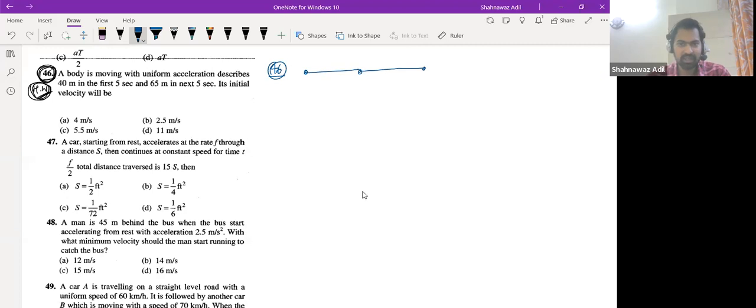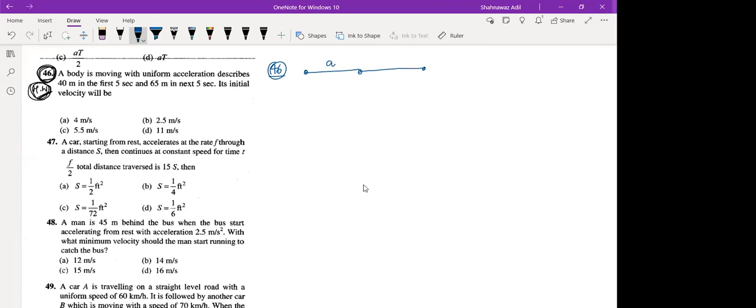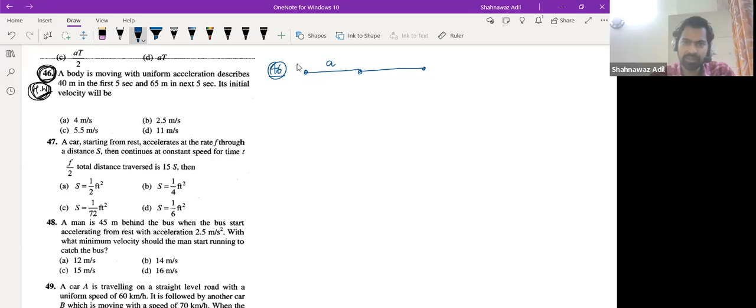So first we represent those situation in diagram, and then we try to solve that part. So a body is moving with uniform acceleration, right? So let's say acceleration is a, and it is not written in here that it is starting from rest or what, right? So it has not been given. Am I correct, guys? Yes, sir. So what should we do? Let's assume that the initial velocity is u.